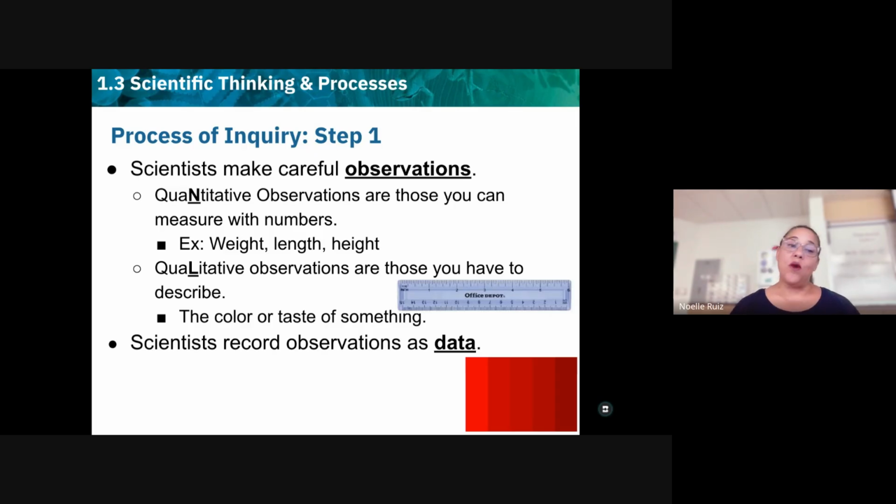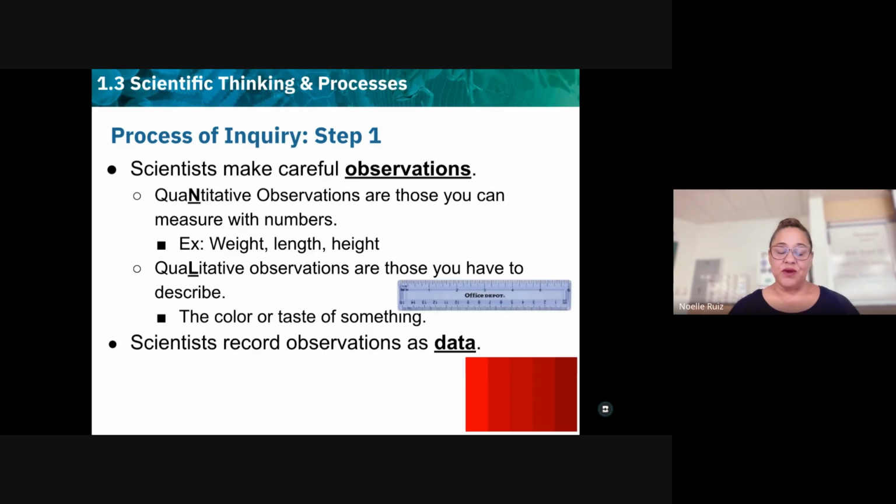There are two different types of observations that scientists make. First one are quantitative observations, are those you can measure with numbers. That is why the N in the word quantitative is bold and highlighted and capital, because if you remember the N, you think numbers. So quantitative observations are those you can measure with numbers. So like weight, length, height, things like that.